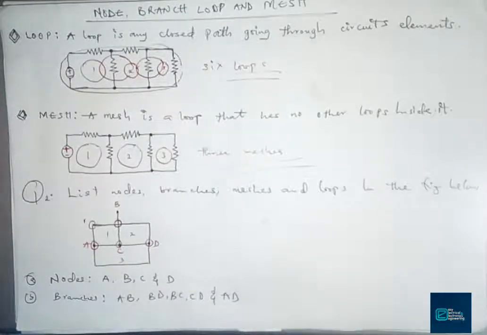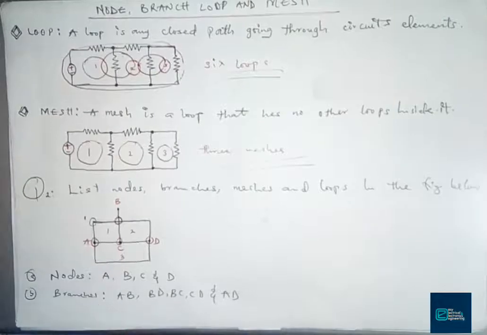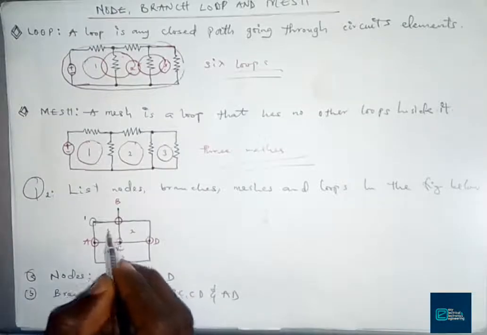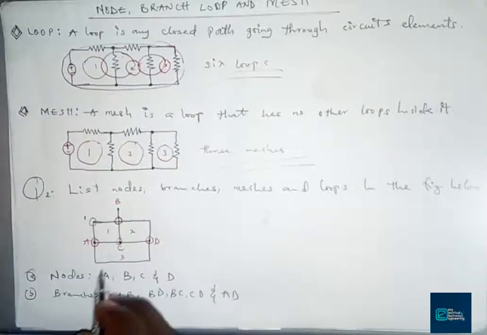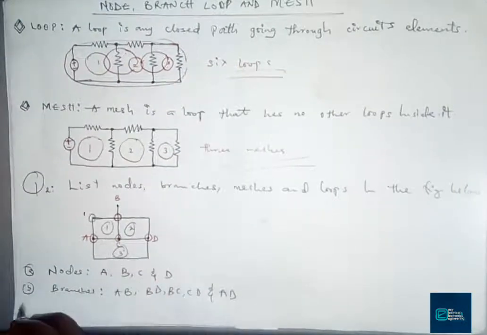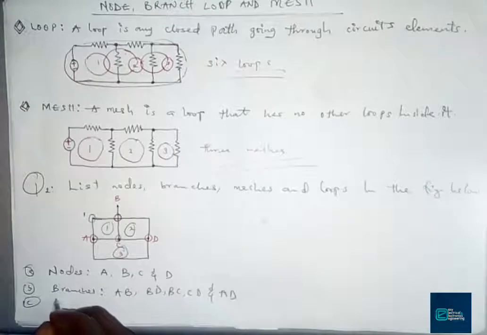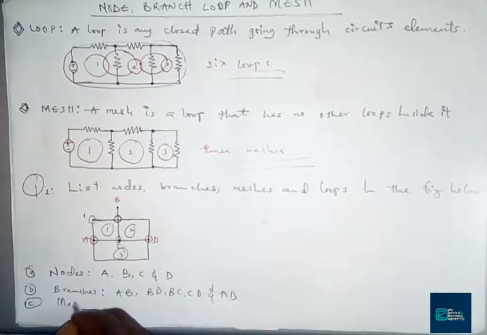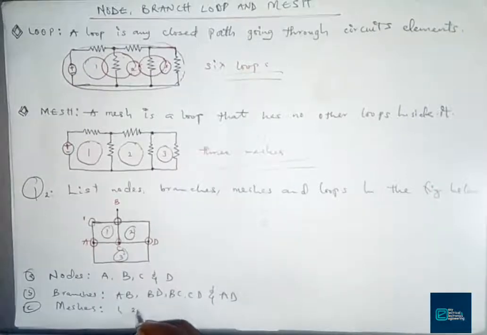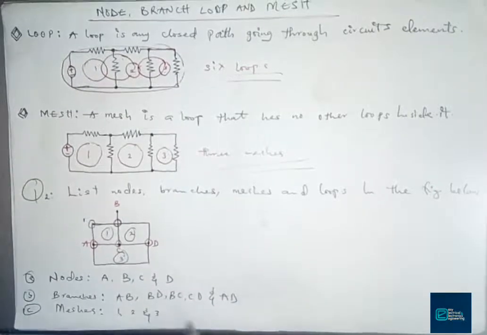The next one we are going to look at is the number of meshes. I think this one is very simple. A mesh is a loop that has no other loop under it, that contains no other loop. So in this case we have just three meshes: this is the first, second, and third. So our mesh count is just three.